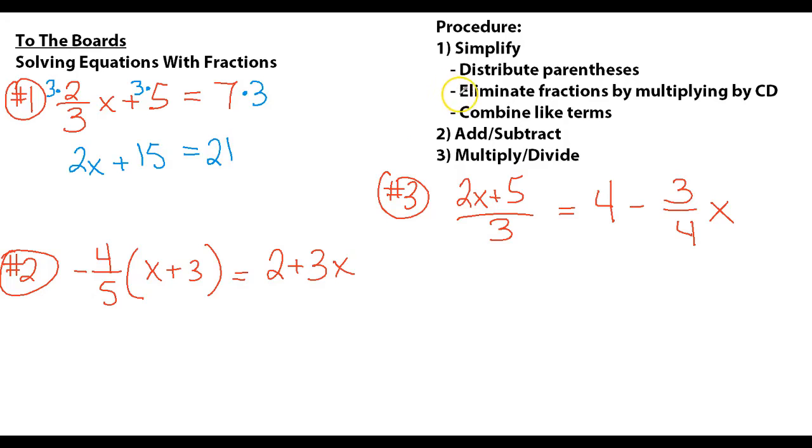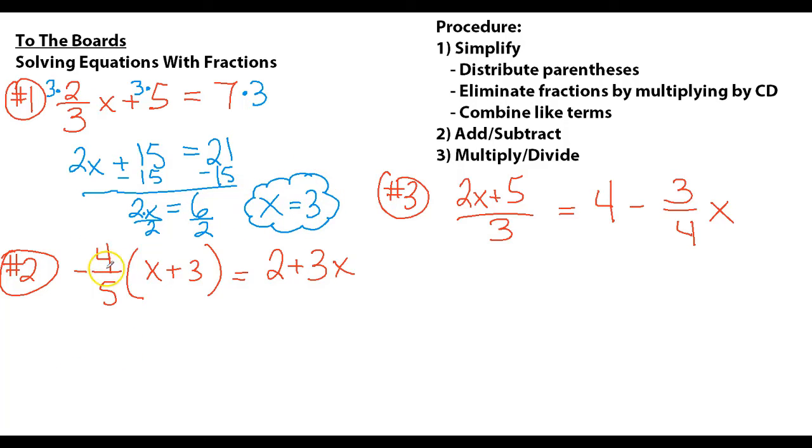Great. So we eliminated the fractions. Notice how this problem no longer has fractions in it because we multiplied everything by the common denominator. Okay, next, we need to combine like terms. We don't have any. So now we can undo our addition. I'm trying to get x by itself, so I'm going to subtract 15 from both sides. I'm left with 2x equals 6. Now I need to undo my multiplication. I've got a times by 2, so the opposite of times by 2 is divide by 2. And so my final answer is x equals 3.